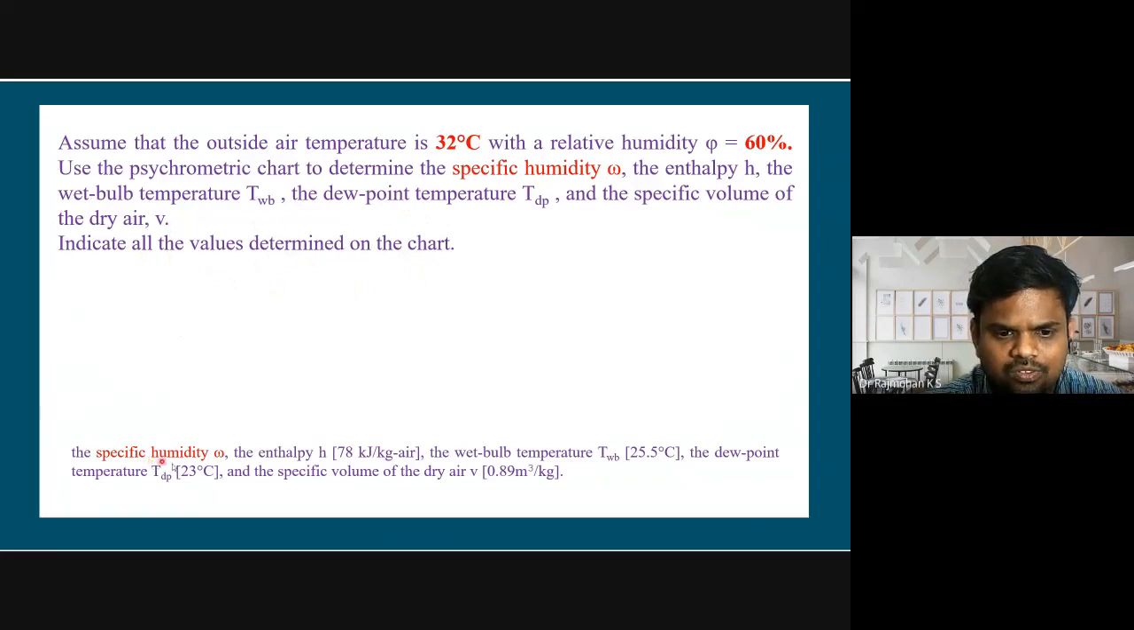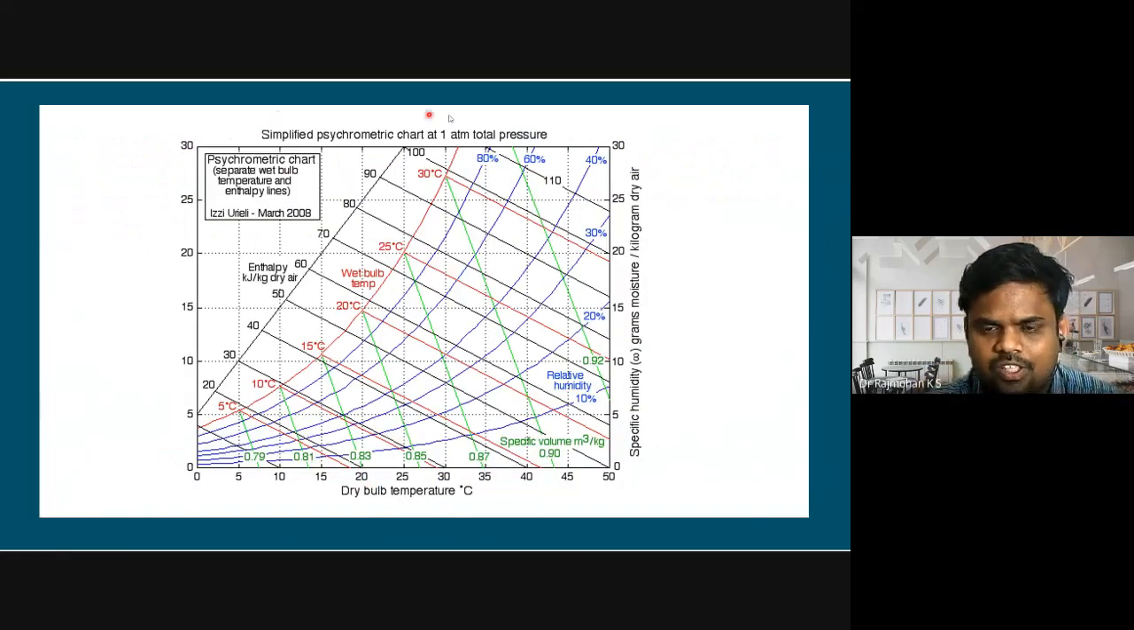So I have given the answers. Let us see how to get these answers. Okay, so this is the psychrometric chart which we are going to use in our course. So we have dry bulb temperature. I am using this colored chart.